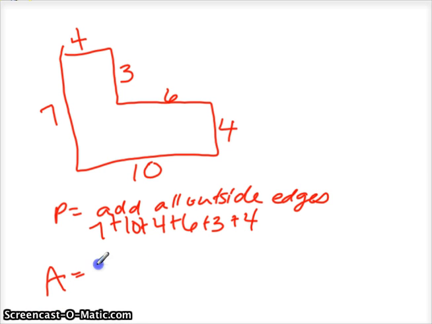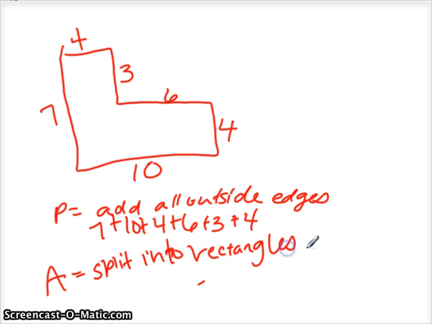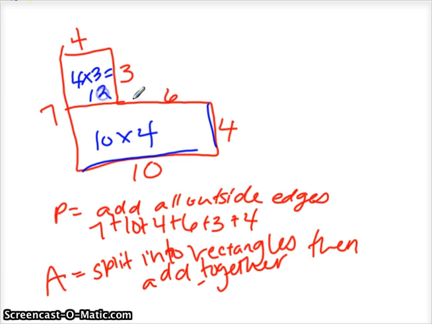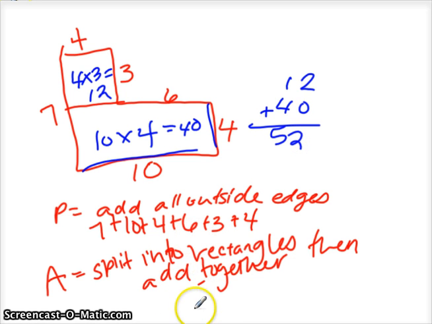If I'm doing area, I split into rectangles. Then I add together. So for this one, I'm going to split it right here. So then I have length times width, so I have 10 times 4. And up here I have 4 times 3. So I have 12 plus 40. And that equals 52. So my area for this one would equal 52 square units.